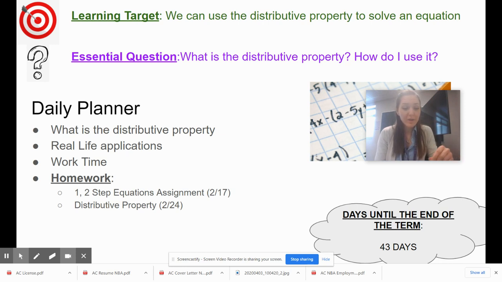Just a reminder on other homework, the 1-2-step equations assignment, if you haven't turned that in already, will be due today. And you guys have 43 more days left until the end of the term, 43 more days till you no longer have to see my face, which, if you're already sick of this class, is great news.